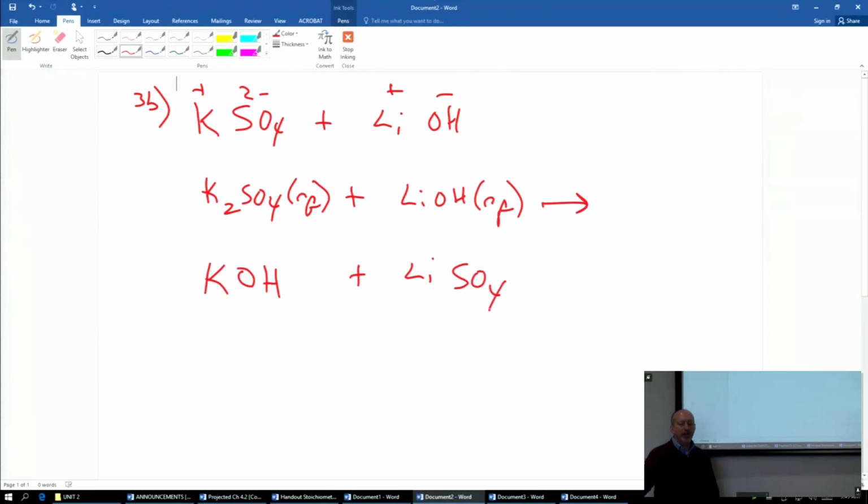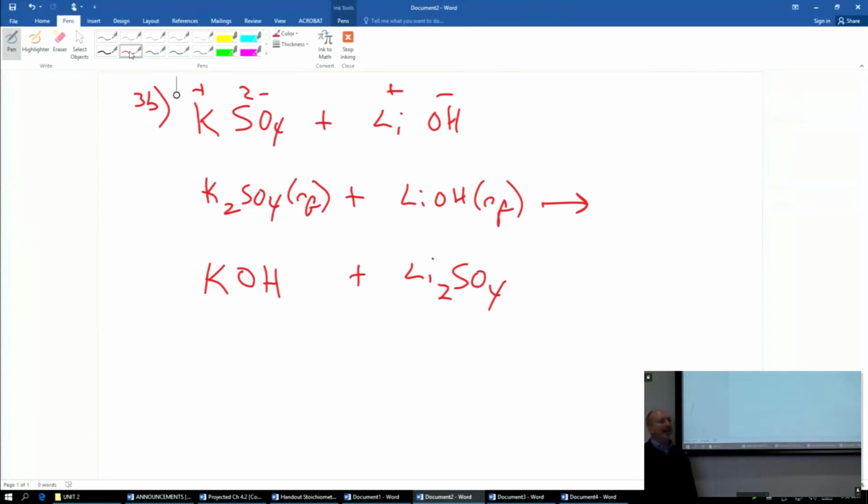All right, now I need to electrically neutralize everything. Charges up top are still the charges. K is still plus, sulfate still 2 minus, lithium still +1, hydroxide still -1. KOH is fine as it is. Lithium sulfate, however, I need to interchange charges and subscripts. That gives me 2 Li's. Okay? And now, good work product removes these charges here. Keep it nice and clean.